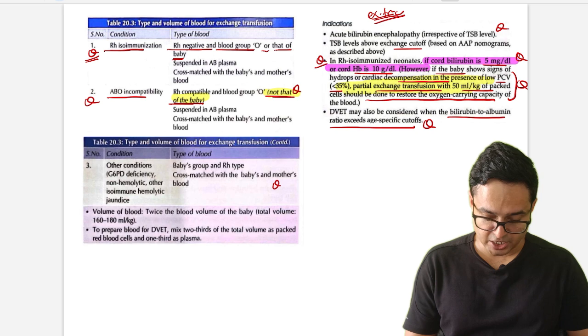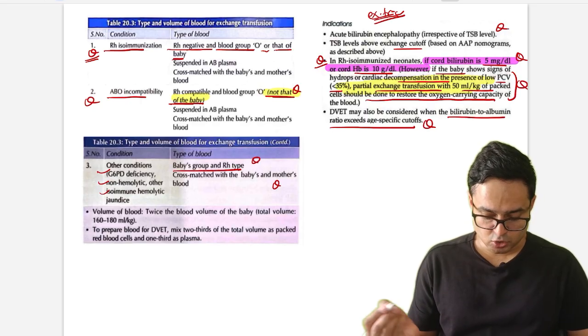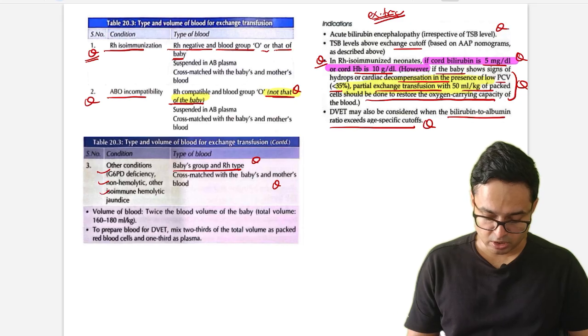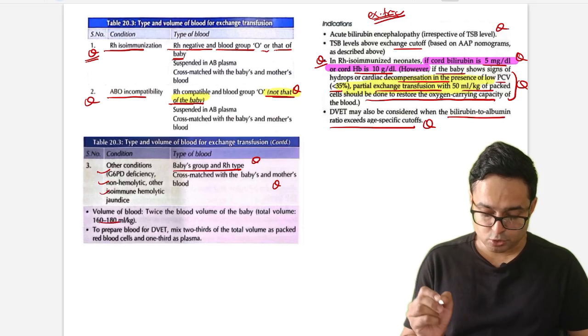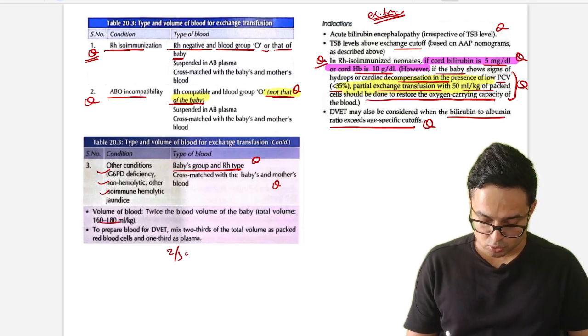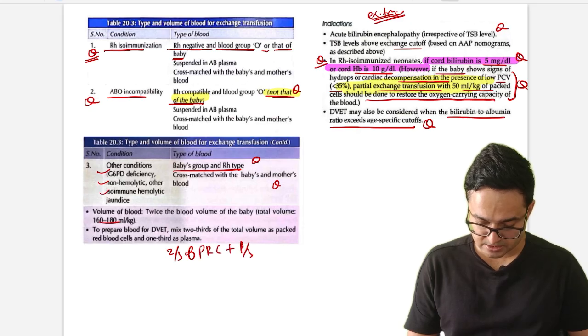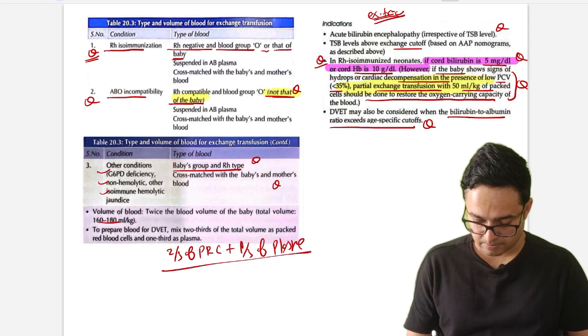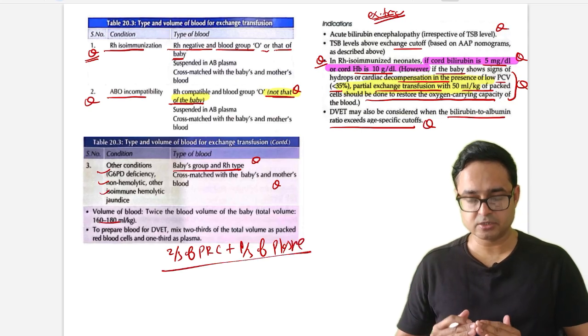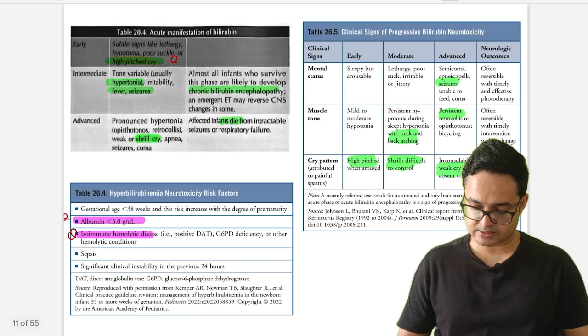Other conditions like G6PD deficiency, non-hemolytic or other isoimmune hemolytic jaundice, the baby's blood group and Rh typing is required. The volume of the blood, we know, is double volume. To prepare it, mix 2/3 of PRC plus 1/3 of plasma. So this is important: 2/3 of PRC and 1/3 of plasma should ideally be mixed.